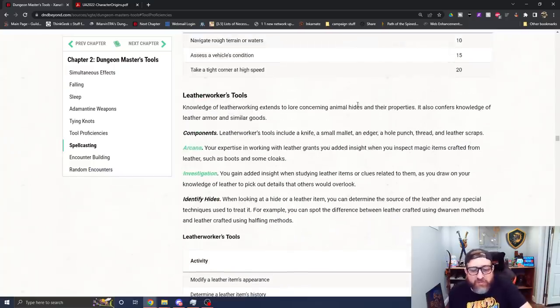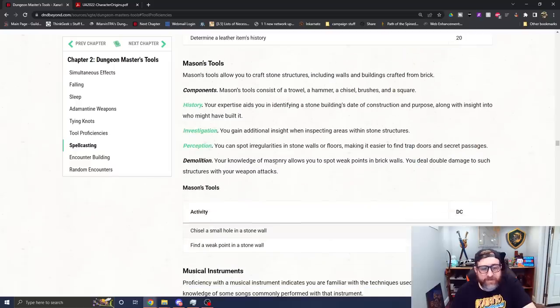Your expertise in working with leather grants you added insight when you inspect magic items crafted from leather, such as boots or cloaks. And you gain added insight when studying leather items or clues related to them, as you draw on your knowledge of leather to pick out fine details that others might overlook. Mason's tools, history. Your expertise aids you in identifying a stone building's date of construction and purpose, along with who might have built it. Investigation. Additional insight when inspecting areas with stone structures.